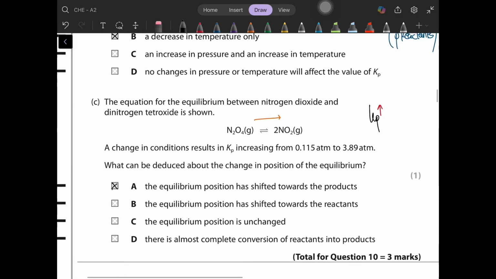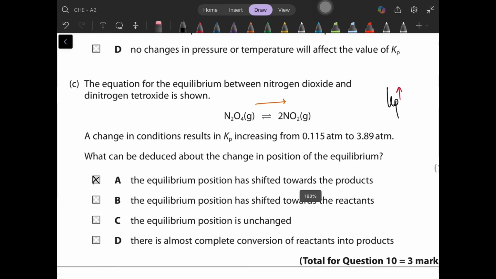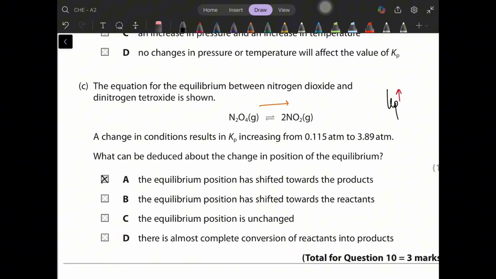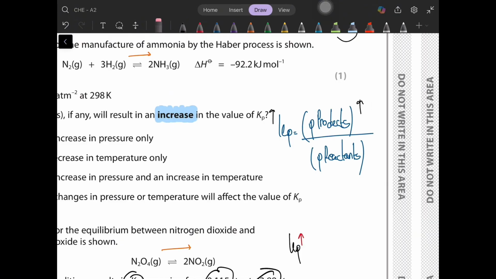The equation for equilibrium between nitrogen dioxide and dinitrogen tetraoxide is shown. A change in condition results in Kp increasing from this to this, right? So Kp should increase when the amount of product increases. If the amount of product increases, Kp should increase as well. Or if the amount of reactant decreases, then Kp should also increase, because Kp is directly proportional to the partial pressure of products and inversely proportional to the partial pressure of reactants, right?